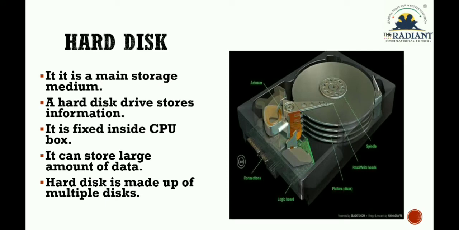Look at the picture. A hard disk is nothing but multiple disks, we can say a bunch of multiple disks. It is a main storage medium. A hard disk drive stores information. It is fixed inside the CPU box. It can store a large amount of data. A hard disk can store up to 2 TB to 5 TB. TB means terabyte.